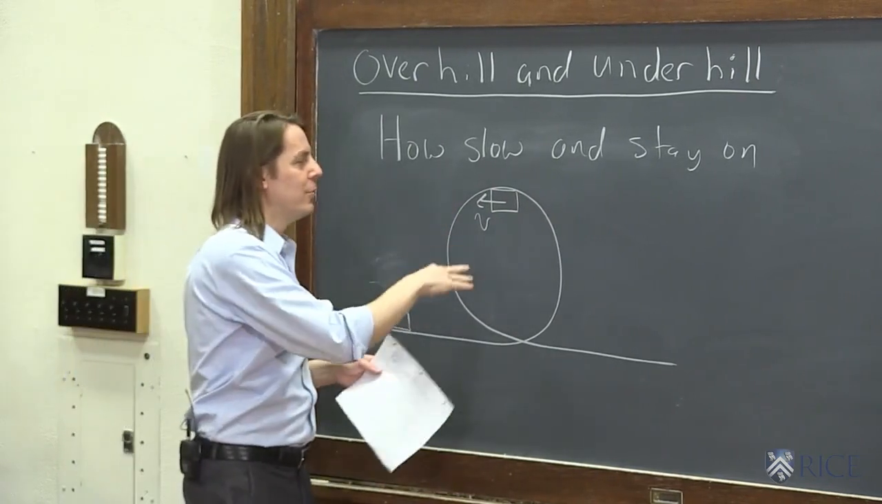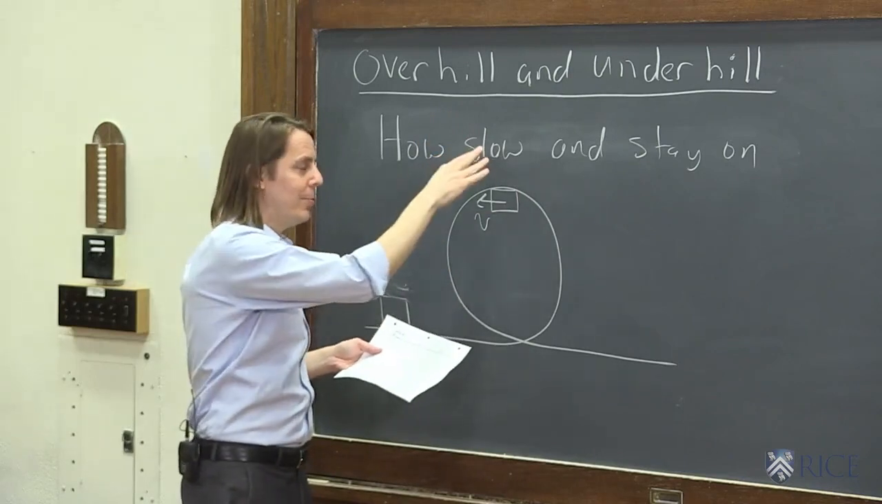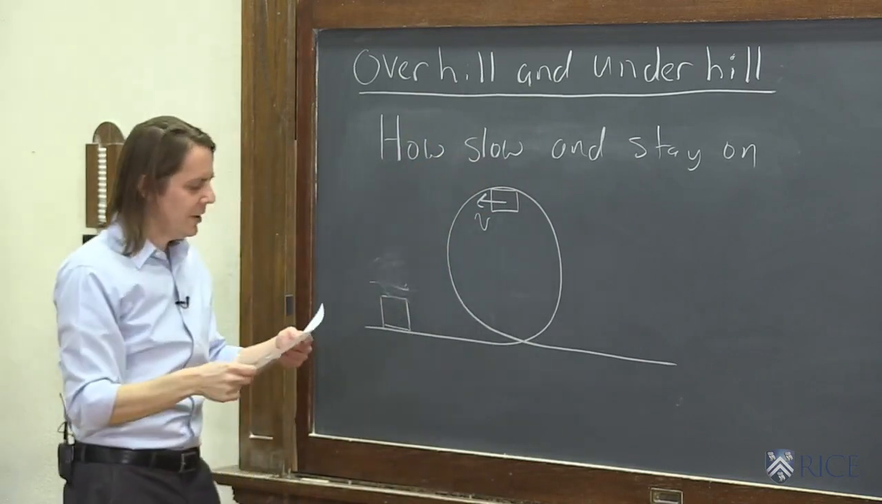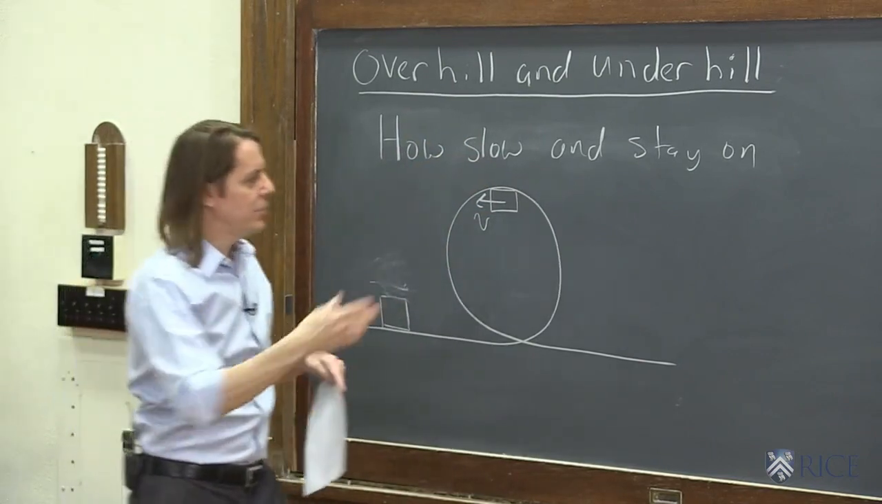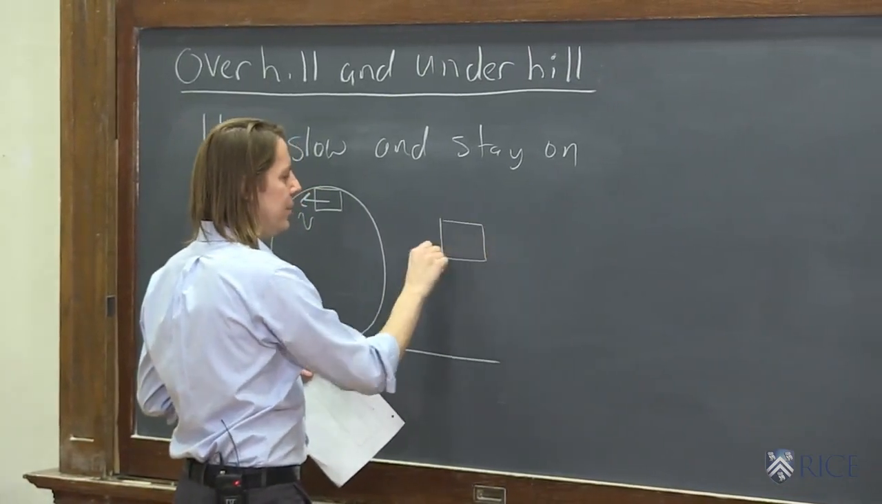How fast does it need to be going to stay on, or how slow can it go? We say how slow can it go because when it's going really fast, it'll definitely stay on. And as you slow down more and more, eventually it'll fall off. So it's really the lowest speed that you can go. To get it, you use everything we've been learning about in this unit.